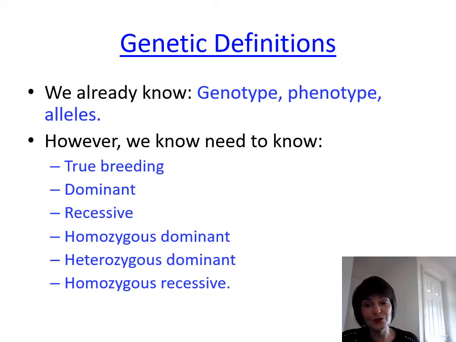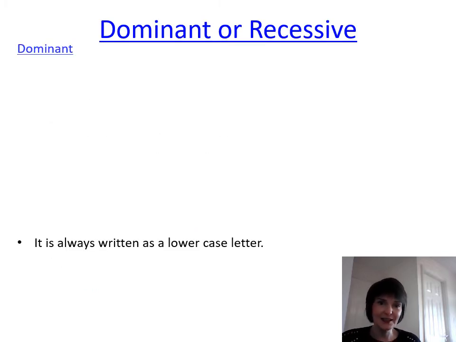So if you don't know these and are not comfortable with these terms, then you are going to find the crosses that wee bit more challenging. So take your time, get to know these definitions, be comfortable with them, practice them, and the genetics crosses, fingers crossed, will hopefully be okay. So here goes. Right, dominant or recessive.